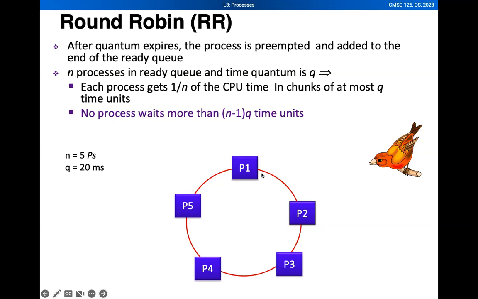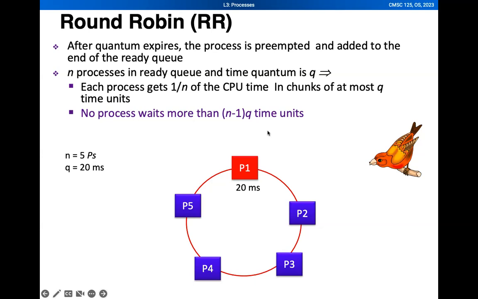The question is, assuming that P1 has already executed for 20 milliseconds, and there are 5 processes, so P2, P3, P4, P5 will each execute for 20 milliseconds, when can P1 execute again? What would be the waiting time for P1 such that it could execute again? We can compute that with (n-1)Q time units.